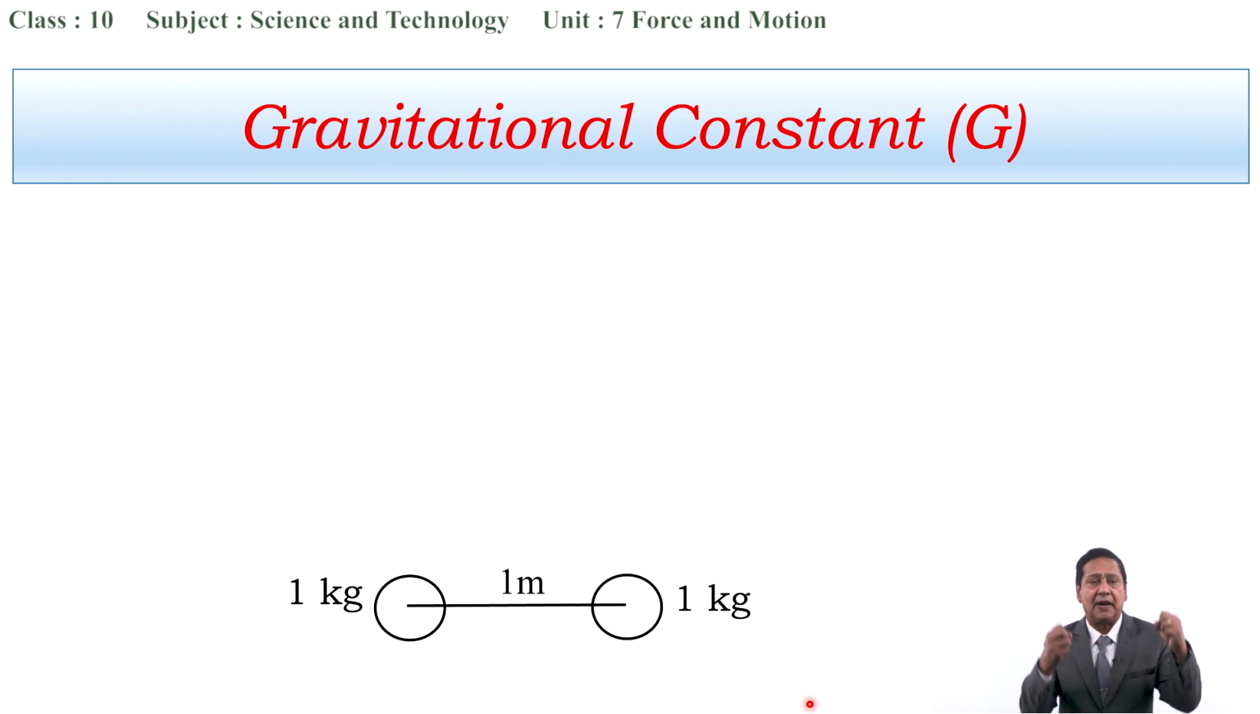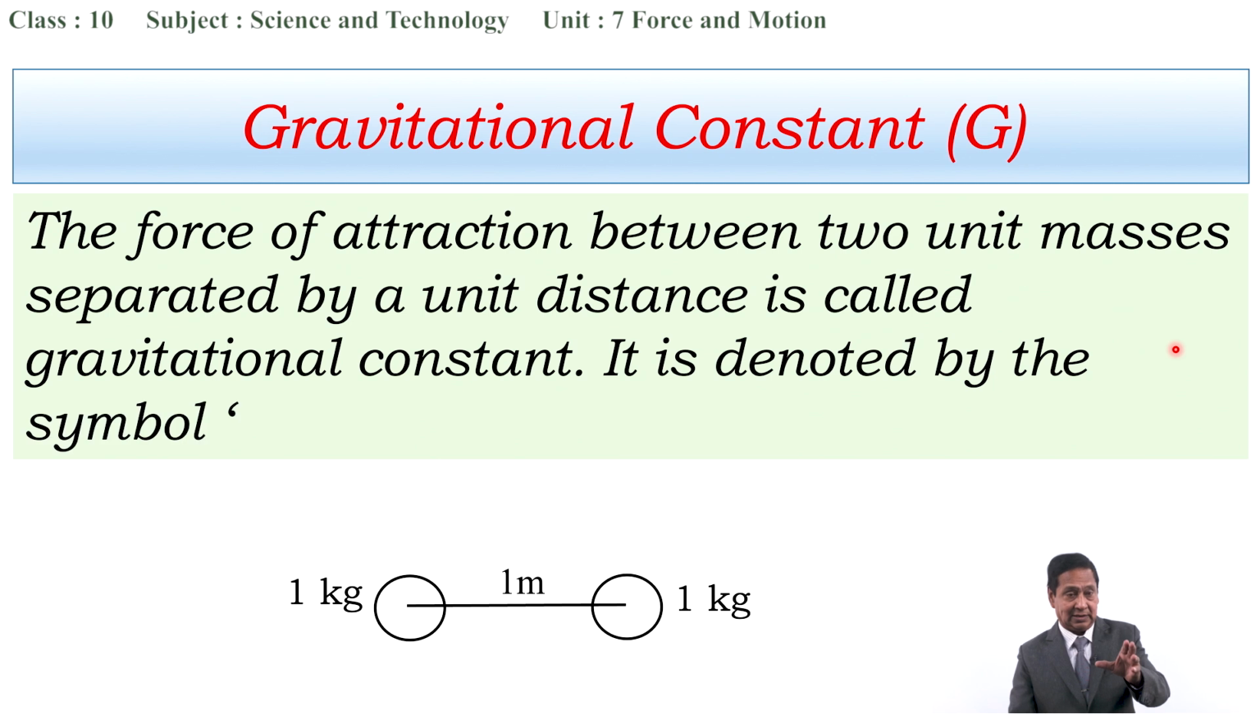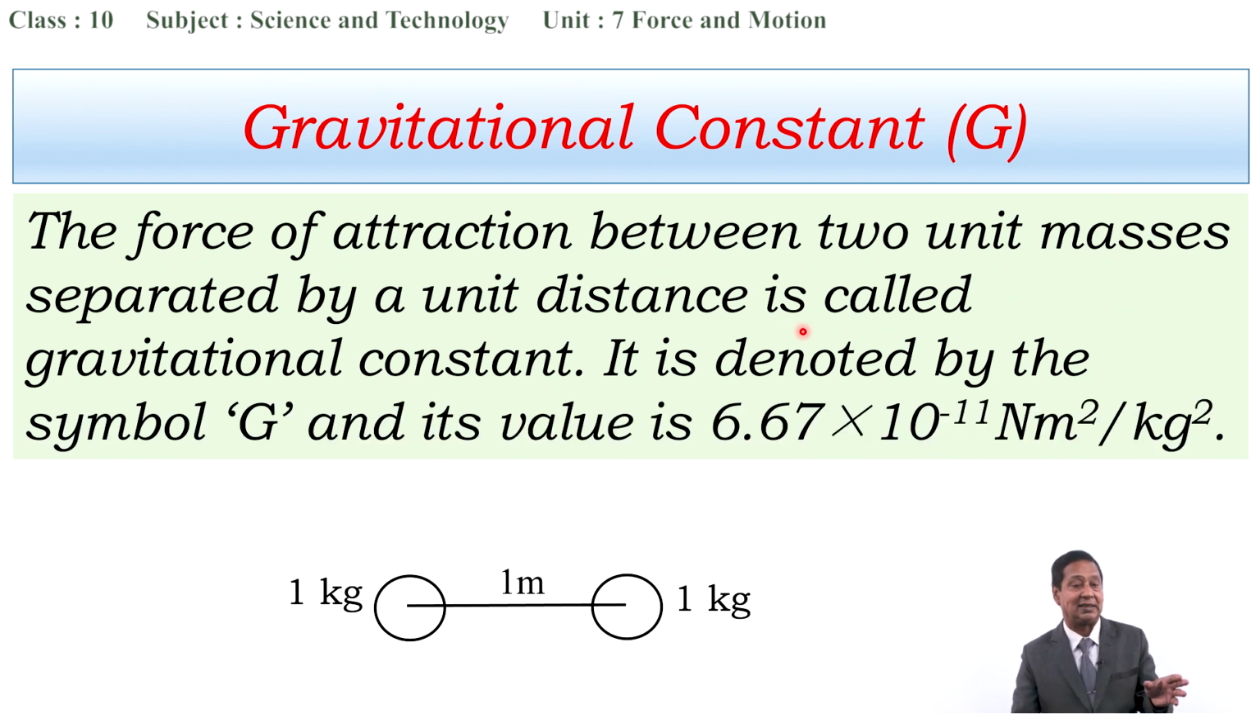Now the force of attraction between these two is taken as the gravitational constant. Any body, if it has mass, attracts another body having mass, and this 1 kg mass attracts another 1 kg mass towards its center. The force between two unit masses separated by a unit distance is the gravitational constant. That's why we can define it this way: the force of attraction between two unit masses separated by a unit distance is called the gravitational constant. It is denoted by the symbol capital G.